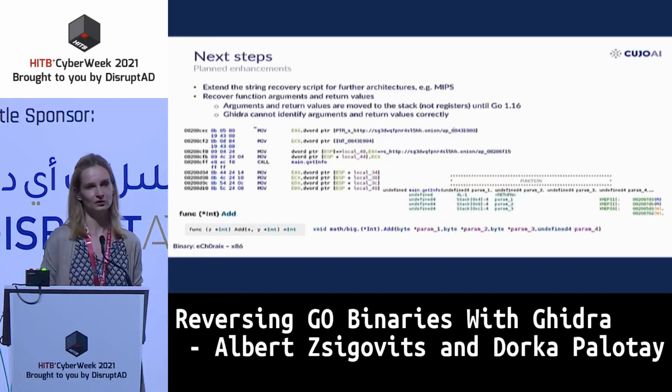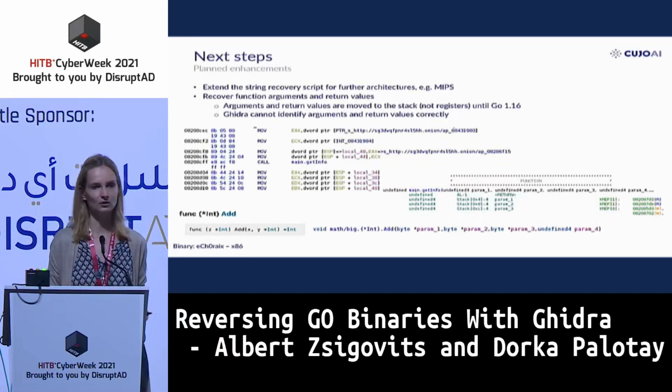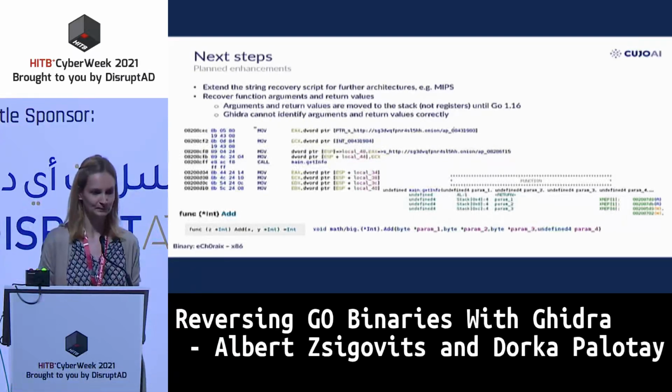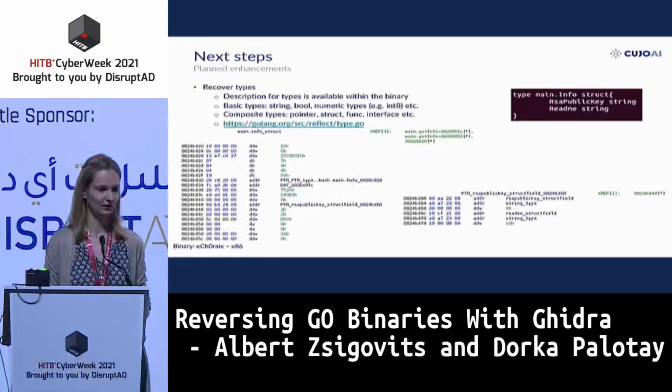Also, as I mentioned, function return values and arguments are placed onto the stack, which is not easy for Ghidra to handle, since these were not in registers until Go 1.16. There is one goal to somehow help Ghidra handle these much better, because now we cannot really see what the arguments are, what the output of a function is. So it's a huge mess. But even now that these are moved to registers, it's not perfect. There is room for improvement.